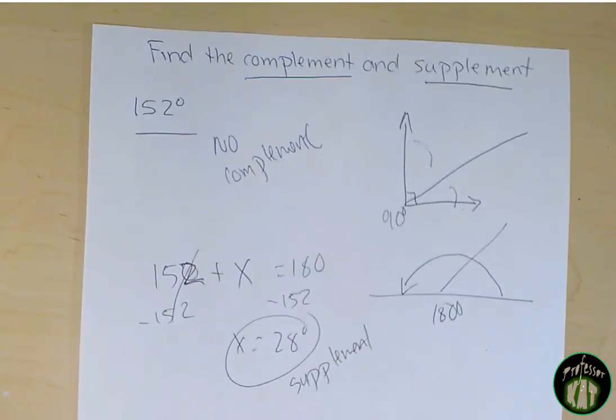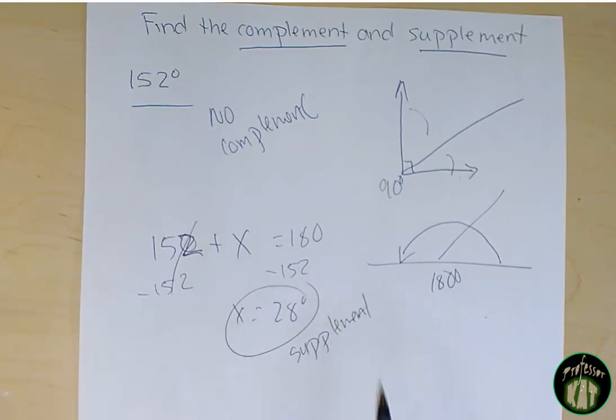So 70 would have a complement and would also have a supplement. But for ours, 152, no complement, and our supplement is 28 degrees.